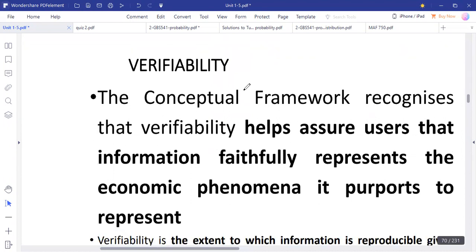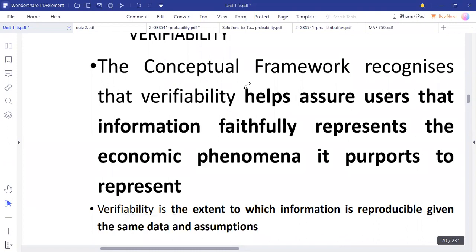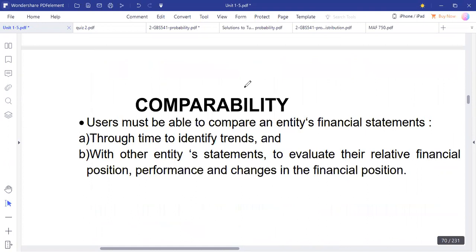Verifiability is simply a concept that will help assure the end users that this represents a faithful account of a phenomenon, that to some extent they can reproduce evidence to verify their assumptions. So comparability means that users can compare with other financial statements through a trend analysis from one accounting period to another to see whether this is making accounting sense.